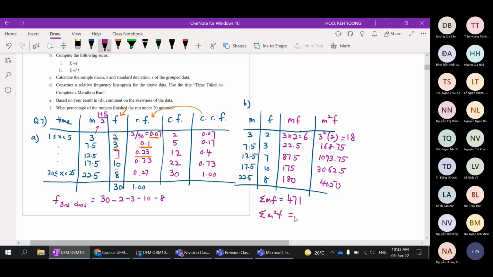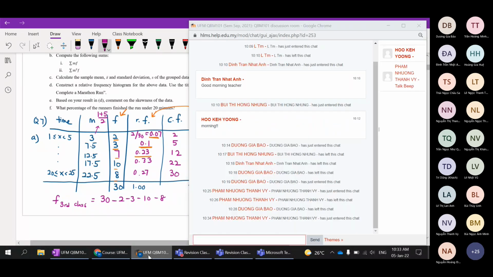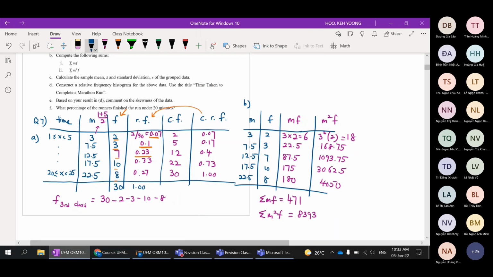When you add up the last column, you will get your total M square F. Let me calculate the last column. 8393. That's it for the answers to question B. So far, can you guys follow? Okay, move on to question C.